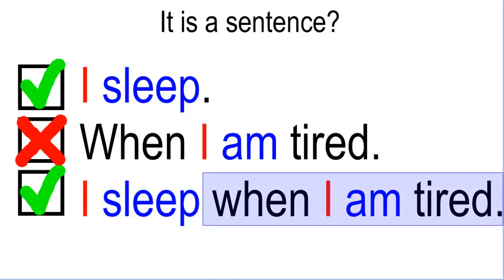Okay, so remember, usually dependent clauses are extra information of the sentence. And this extra information can have a lot of different natures. I'm going to explain the different types of dependent clauses in different videos, so don't worry.